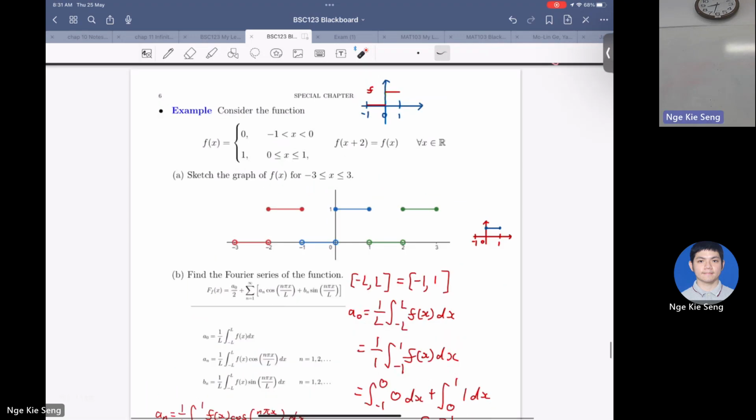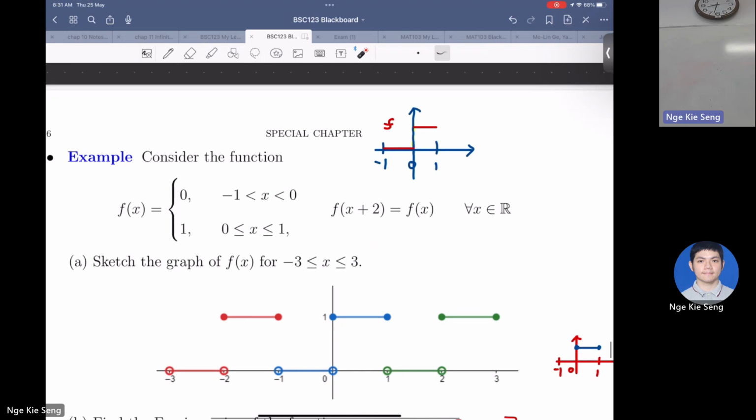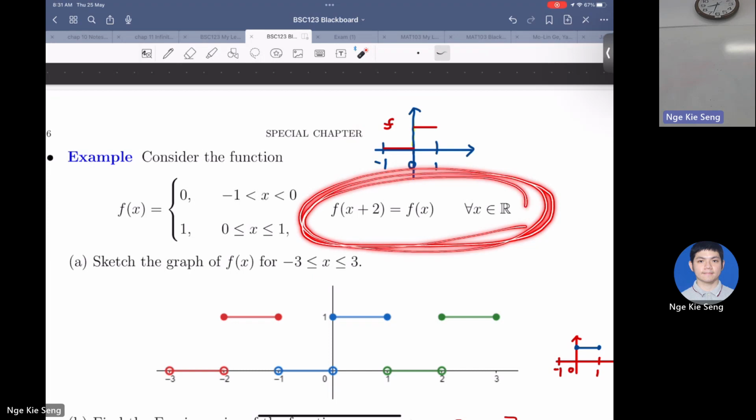There's one example here. Consider a function which is 0 from -1 to 0, and 1 from 0 to 1. So we start with this function here. From -1 to 0 is 0, and then from 0 to 1 is 1. And then we consider it repeating over this interval of 2, f(x+2) = f(x).